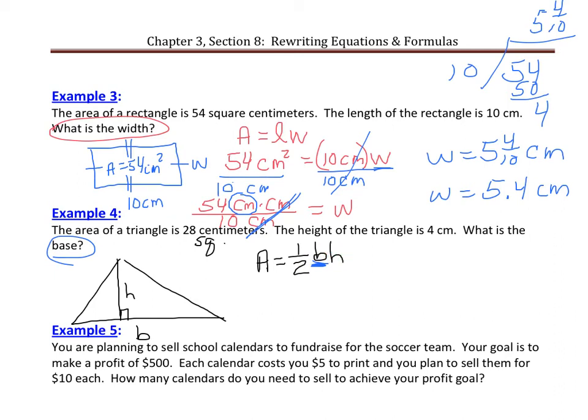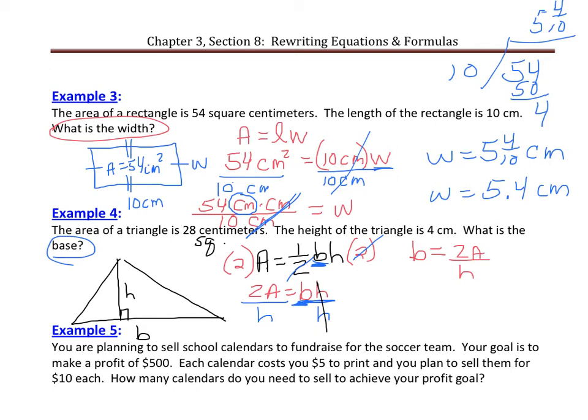Let's undo division of 2 by multiplying by 2. And of course over here then that 2 and 2 are going to cancel, so we end up with 2a equals the base times the height. We still want to get that base by itself, and the base is being multiplied by the height, so let's undo multiplication with division. And of course the height divided by itself is going to cancel, so we have the base equals 2 times the area divided by the height.